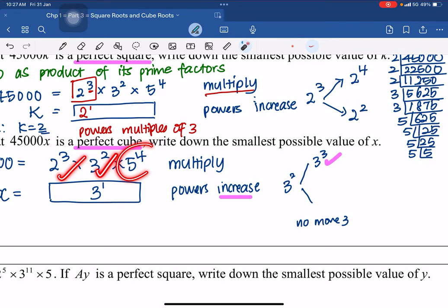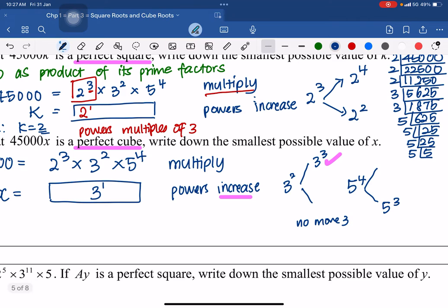Next one, 5 to the power of 4. Remember, I need to increase my power. The multiples of 3: 5 to the power of 3, this is if I decrease the power. Or the next multiple will be 5 to the power of 6. Question, I'm multiplying, so my powers need to increase. Do I choose 5 to the power of 6 or 5 to the power of 3?